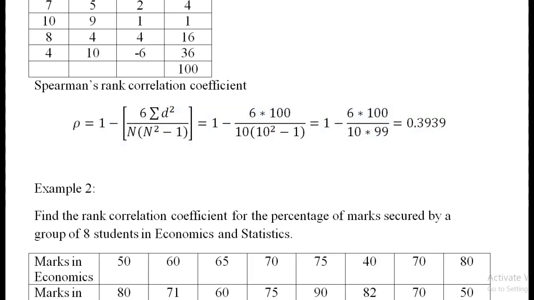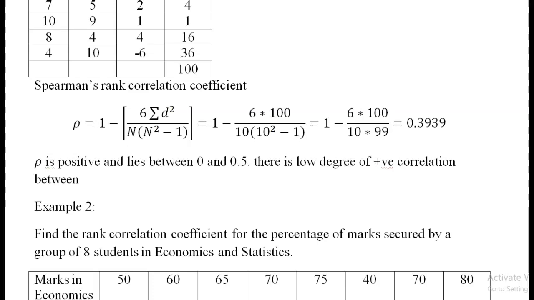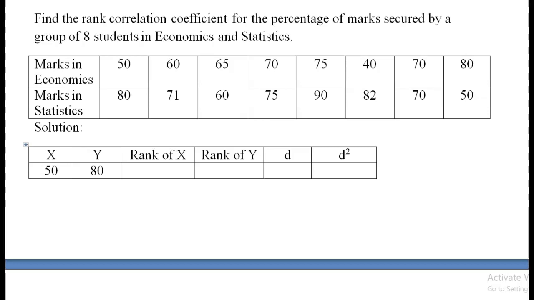Here it is positive and lies between 0 and 0.5. Therefore, we can conclude that there is a low degree of positive correlation between x and y. That is, there is less improvement between the beginning and the end of the course. Then we will move on to the next example.